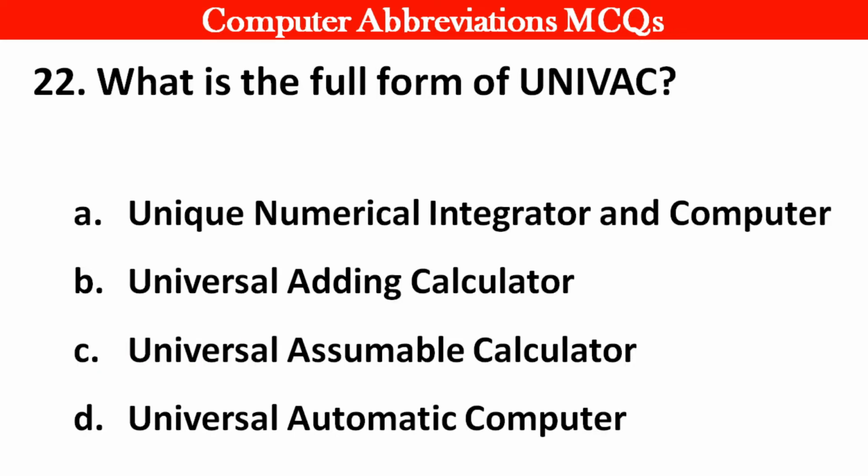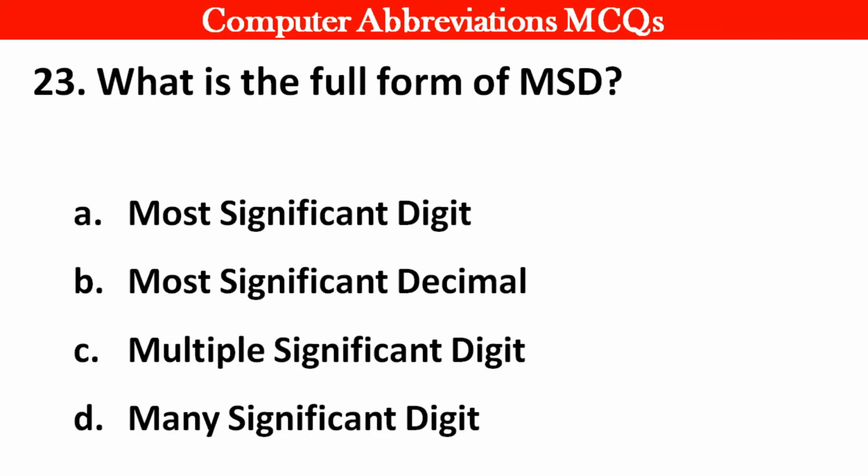Next question. What is the full form of UNIVAC? Right answer is option D, Universal Automatic Computer. Next question. What is the full form of MSD? Right answer is option A, most significant digit.